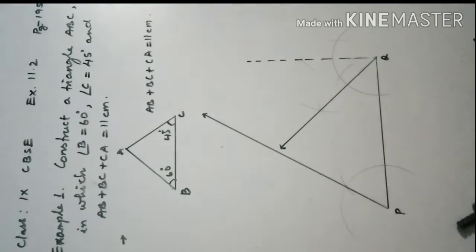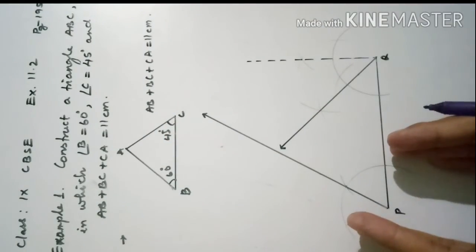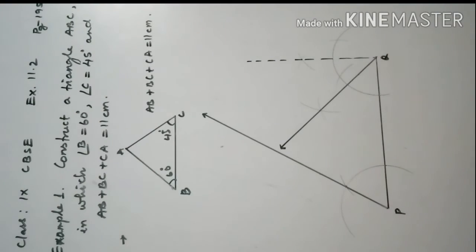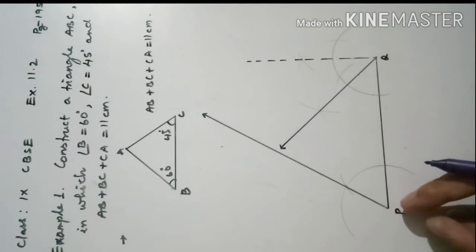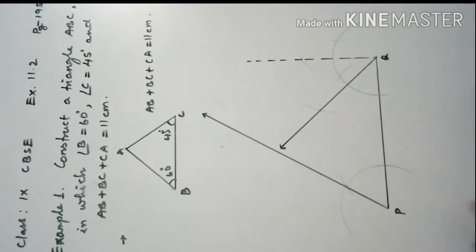Then again what you are going to do? This 60 degree you have to draw the bisector, because actually see, 60 degrees given, 45 degree given, we have drawn 60 degree, 45 degree. Then what you are going to do is draw the bisector of this 60 degree and bisector of 45 degree. Okay, let us draw now.